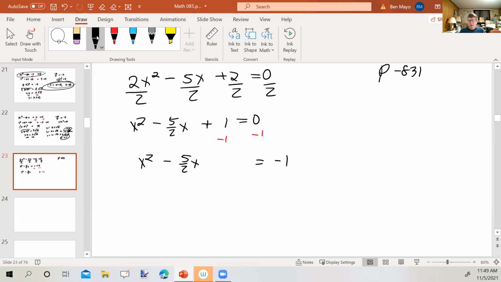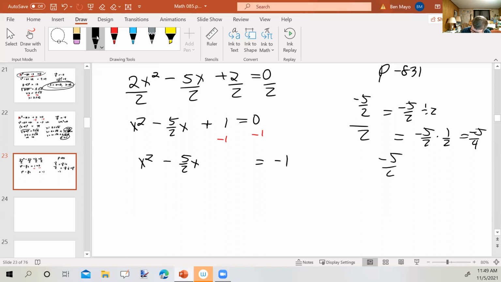Okay. The next step is to take the coefficient of x, which is negative 5/2, and divide it by 2, cut it in half, which is negative 5/2 divided by 2, which is negative 5/2 times 1/2, which is negative 5/4. Then square that and add that to both sides of the equation.